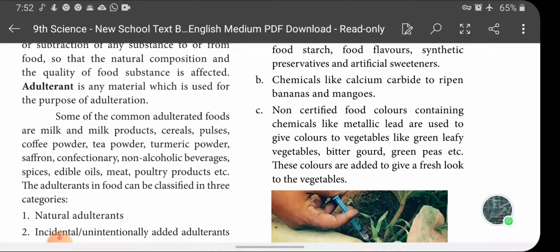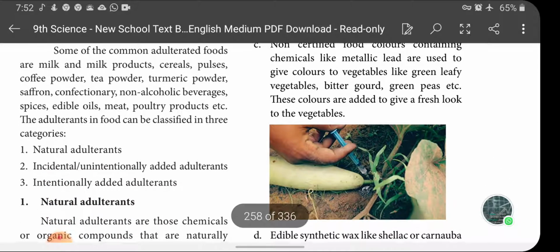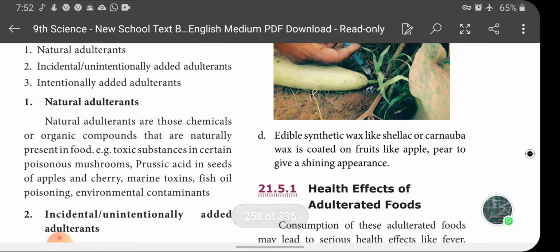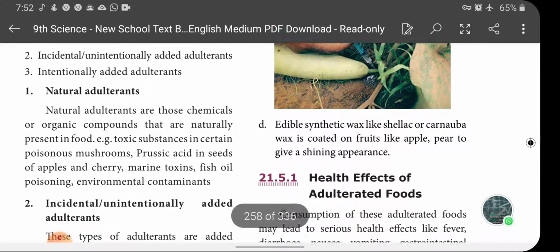Non-certified food colors containing chemicals like metallic lead are used to give color to vegetables like green leafy vegetables, bitter gourd, green peas, etc. These colors are added to give a fresh look to the vegetables. Edible synthetic wax like shellac or carnauba wax is coated on fruits like apple and pear to give a shining appearance.